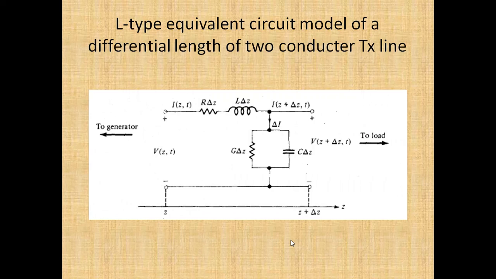So this is the equivalent circuit, the L type equivalent circuit. While considering the circuit, the length delta Z is considered. This is the Z distance, the transmission line is along Z, and the next part is Z plus delta Z. Every parameter is per ohm per meter, so delta Z is multiplied for every parameter. So it is written in terms of delta Z.